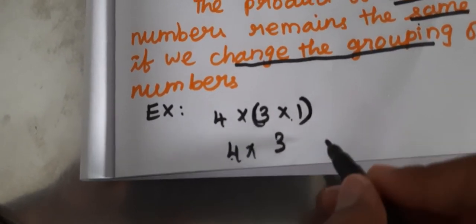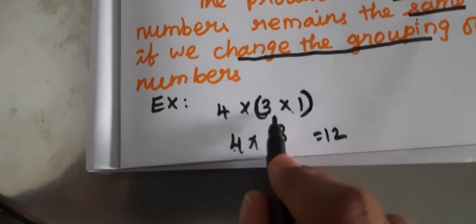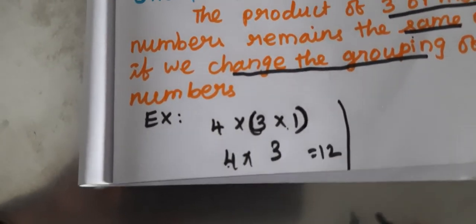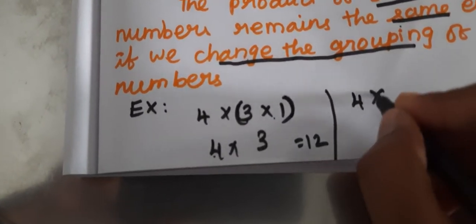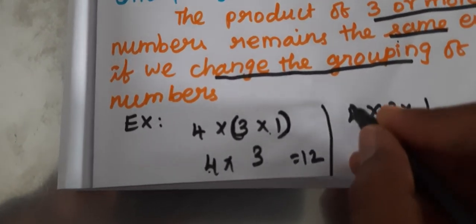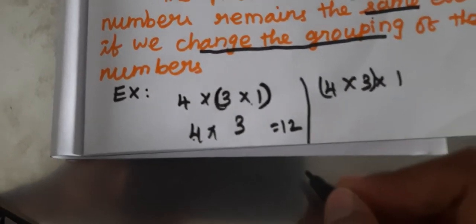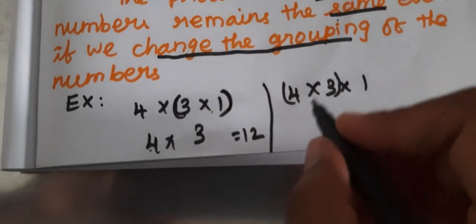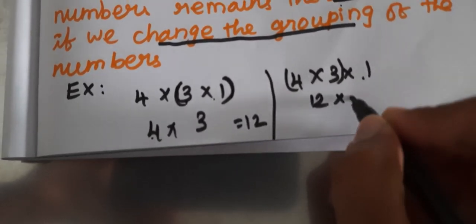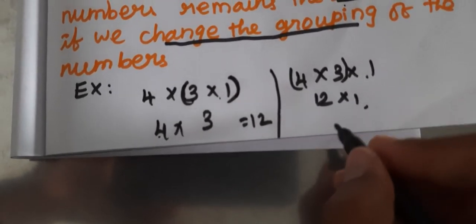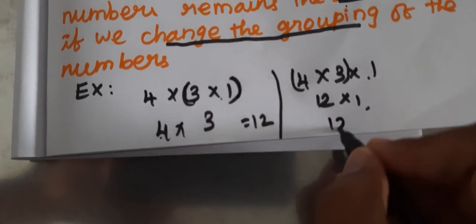4 into 3, it's a 12. So this is one type of grouping. See here, next one, 4 into 3 into 1. Here I grouped that 4 and 3. Okay, 4 into 3, it's a 12. Remaining 1. So see here, 12 into 1, it's a 12 answer.